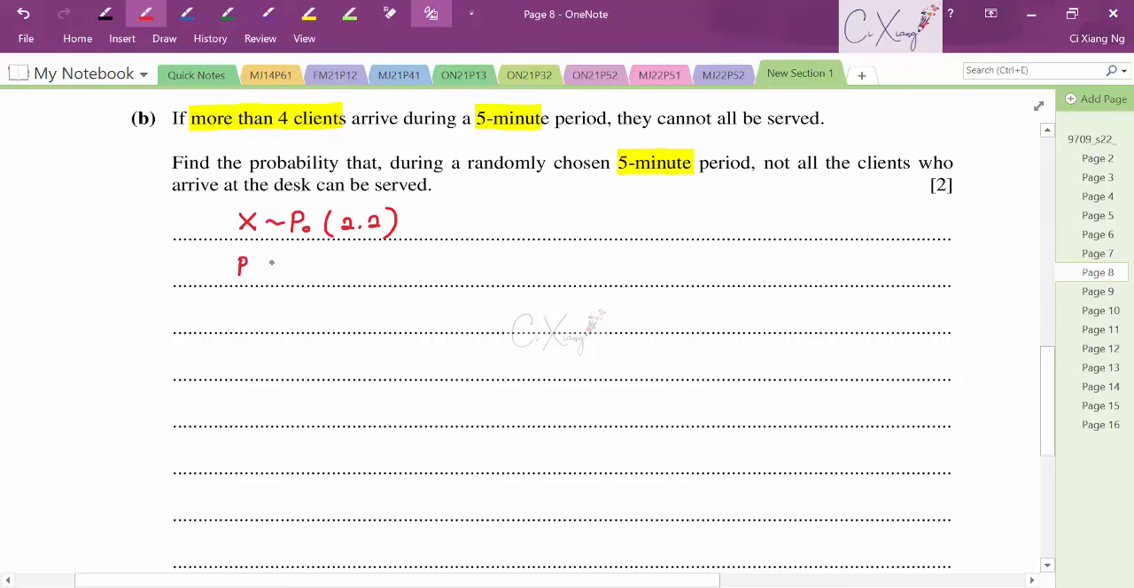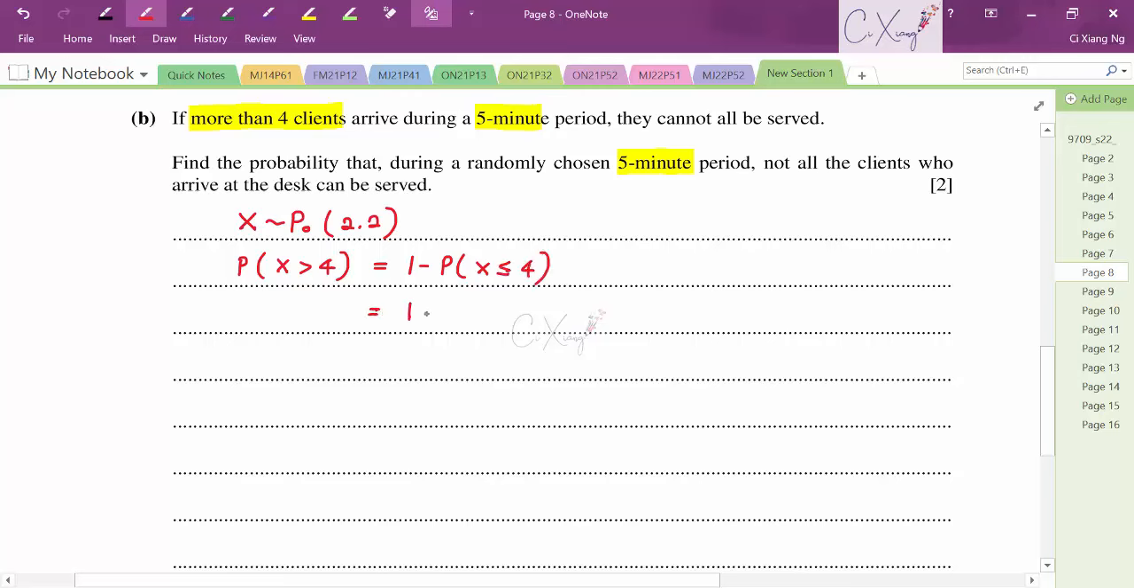And then since not all the clients who arrive at the desk can be served, it means that the number of clients who arrive is more than 4. Okay, so to calculate the probability for X greater than 4, you can start with X equals 5, X equals 6, until X equals infinity, where this is impossible for us to list out everything. So we will take 1 minus the probability of X smaller than or equal to 4.